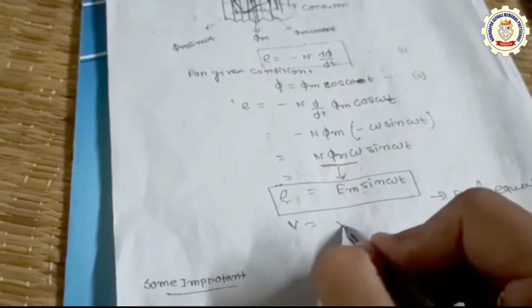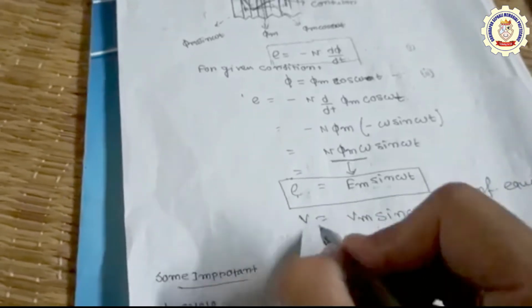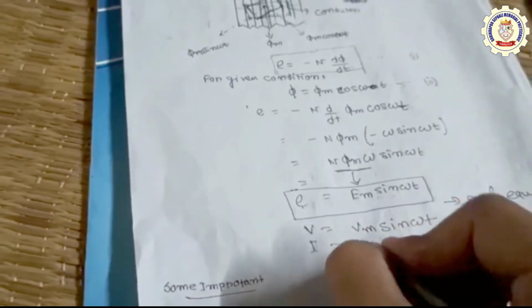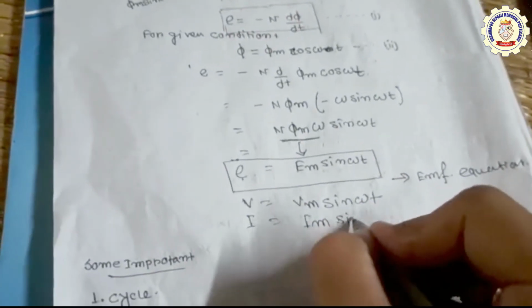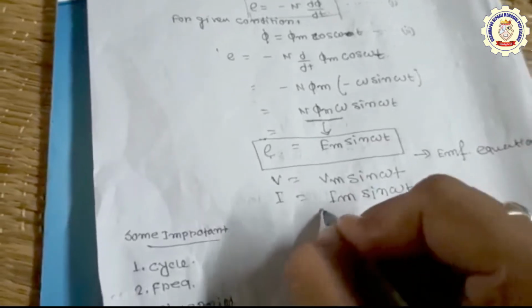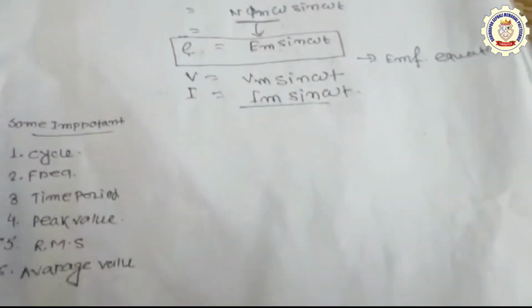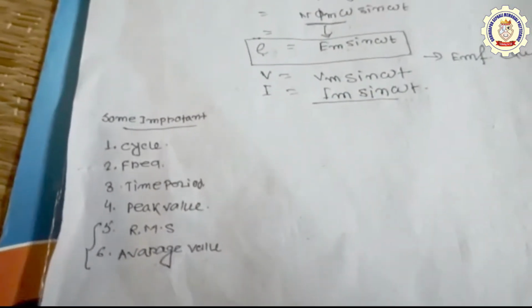अब अगर हम लोग वोल्टेज के फॉर्म में रिप्रेजेंट करेंगे तो क्या होगा? V इक्वल टू Vm sin ωt, in form of current I equal to Im sin ωt.